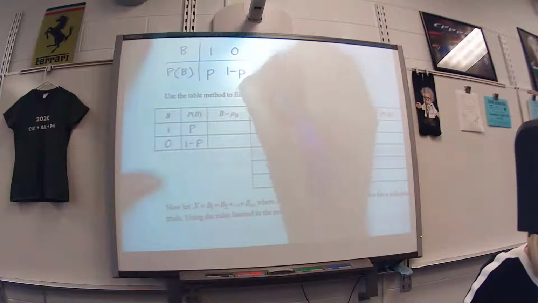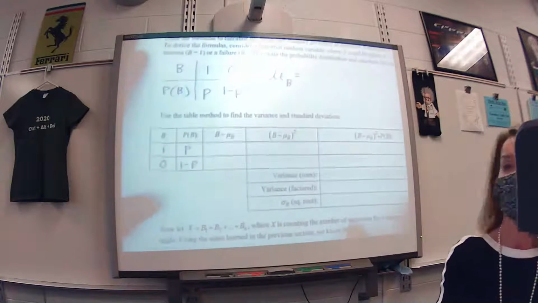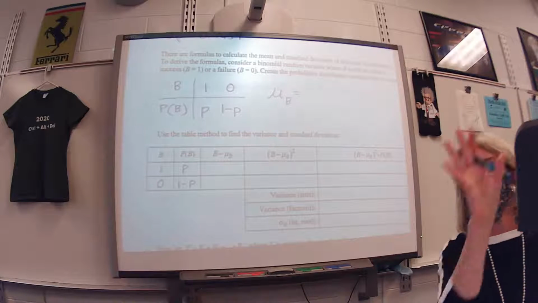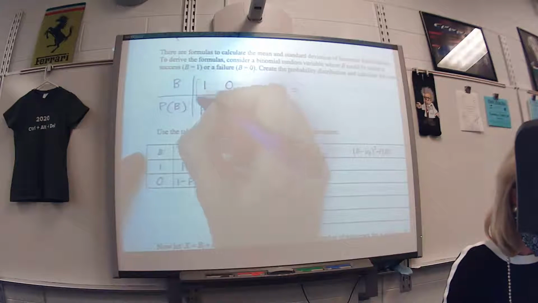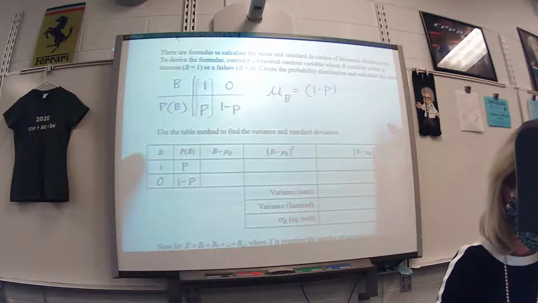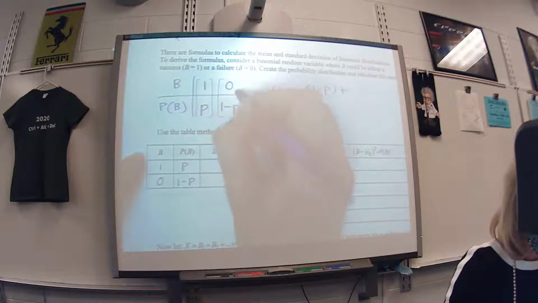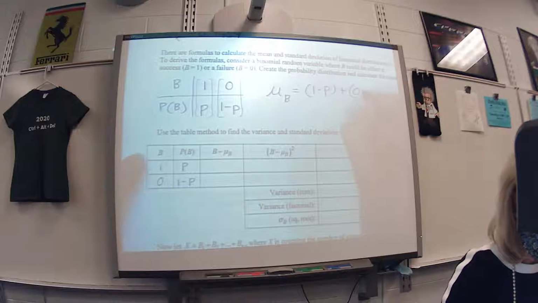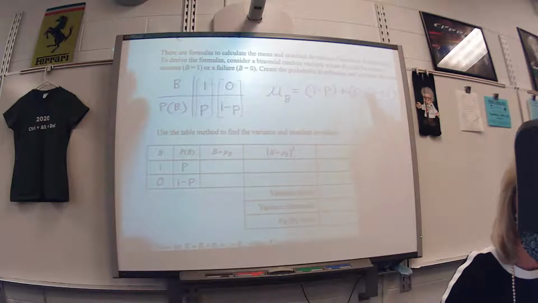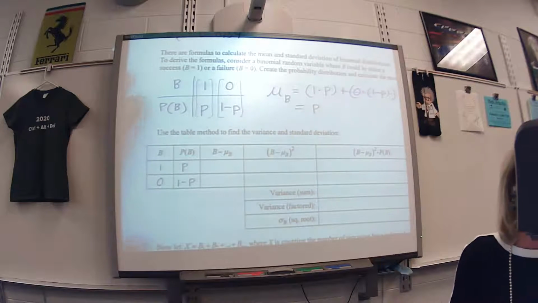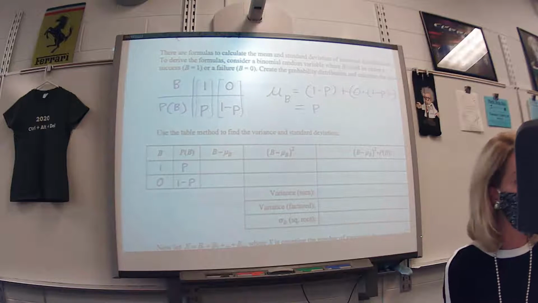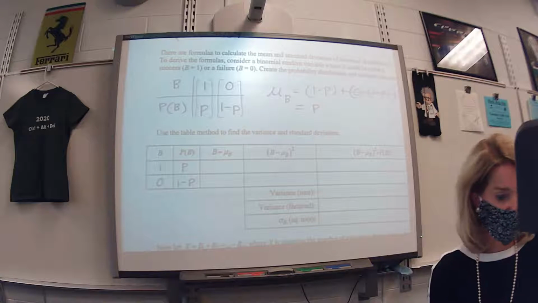Well, let's see. Mu sub B. And to do the mean, this is where I said you don't have to use your calculator with the tables and the lists for the mean. You can always just take the value times its probability and then add it to the next value times its probability. But of course, that just comes out to be 1 times P, or P. Okay, so my mu is going to be P. My expected value is going to be P.